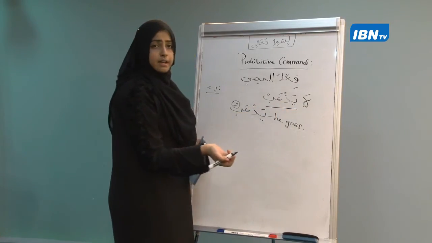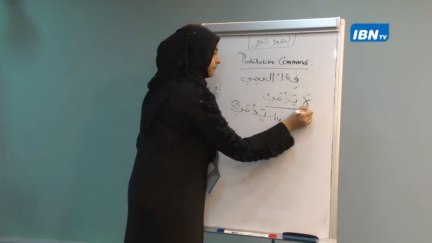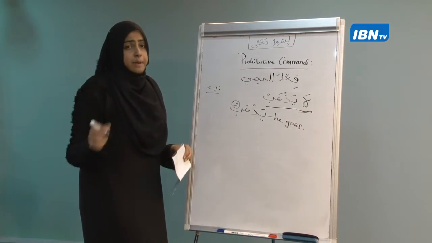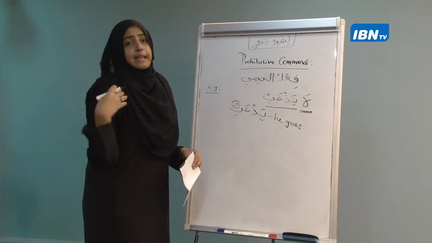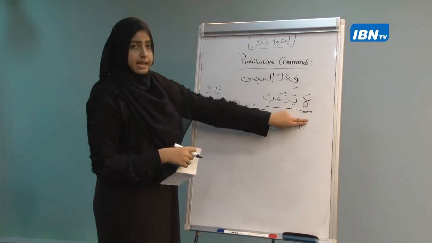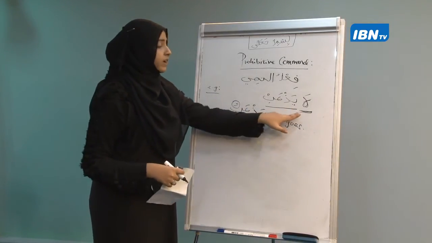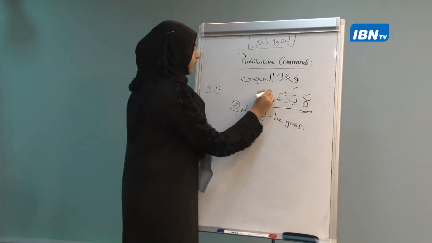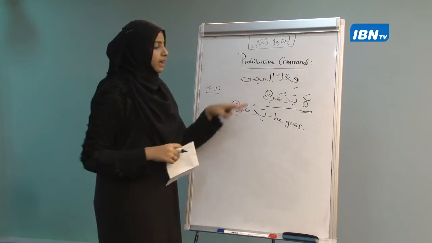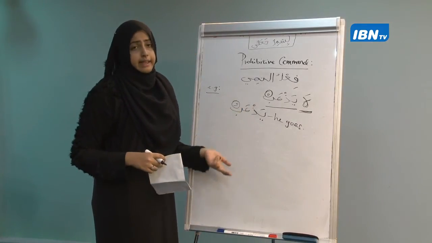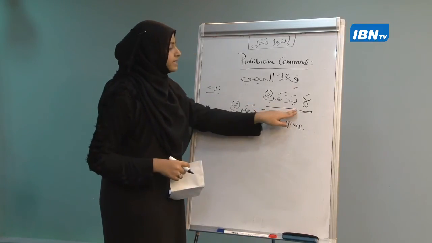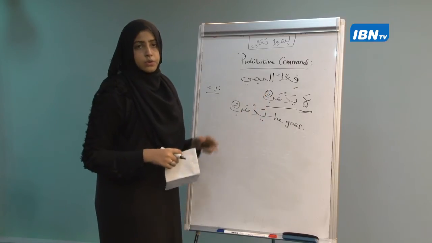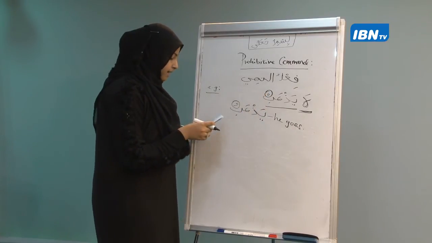So what have I done? I have added lam at the beginning. Remember, la means negation, to negate something. That's the first difference. The second difference is that to the present tense, I have changed the ending, right? So I can't say la yadhhabu, it won't make sense. So it is la yadhhab, don't go, okay?